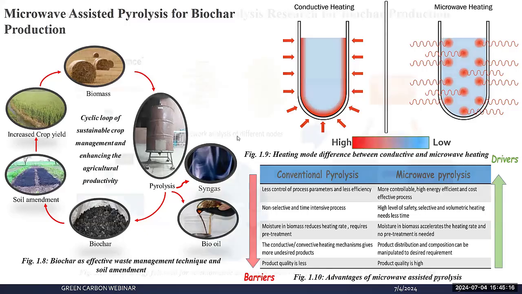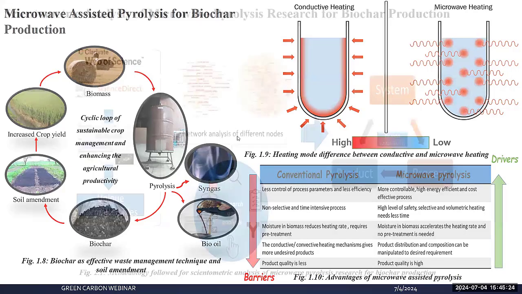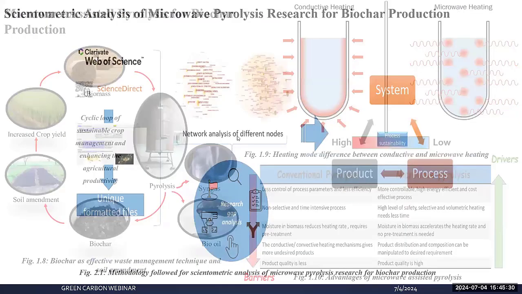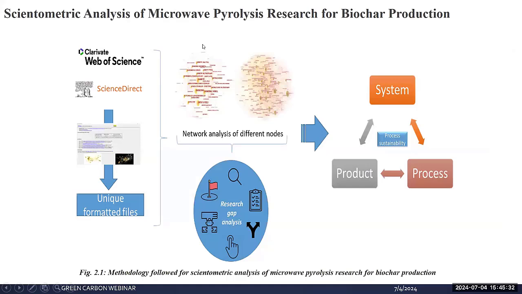Before starting our research, we did a preliminary scientometric analysis where we collected the different publications that have been published on this microwave pyrolysis research, and we processed these publications in the software called CiteSpace in order to carry out the scientometric analysis. So we have analyzed the different networks like countries, keywords, and the authors.